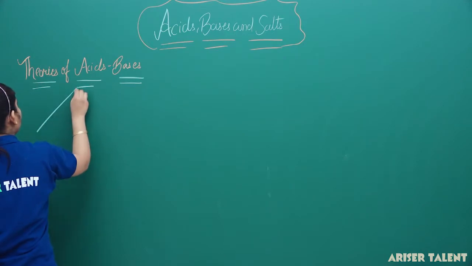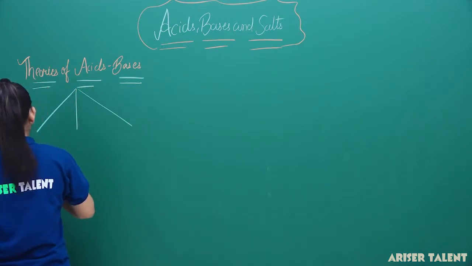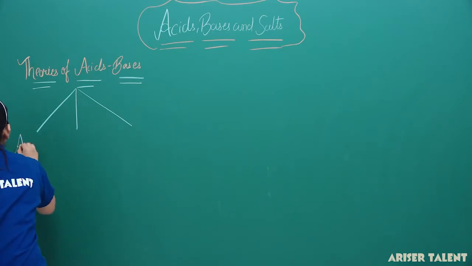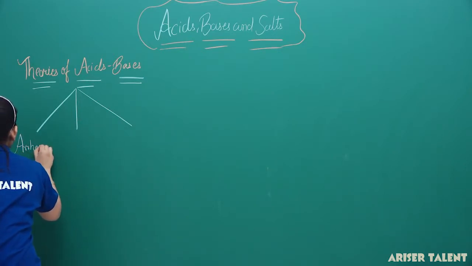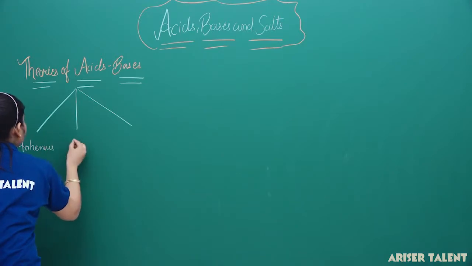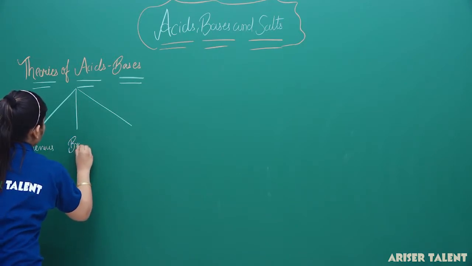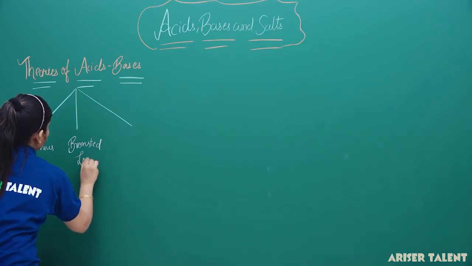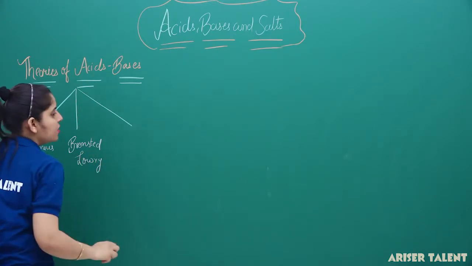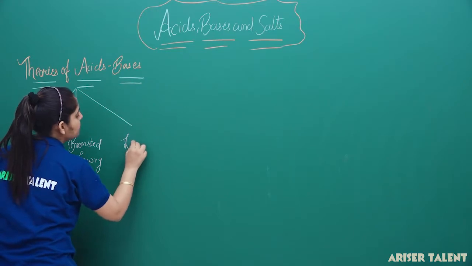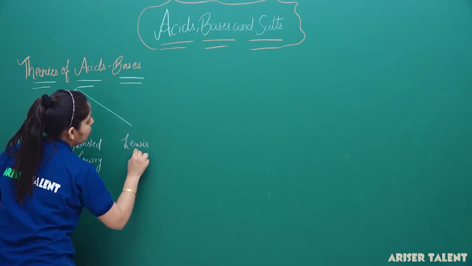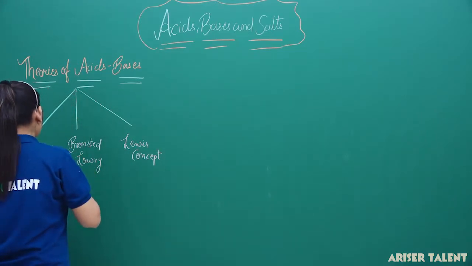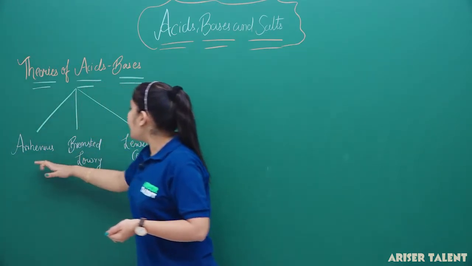we have three theories. First one is Arrhenius. Second one is Bronsted-Lowry, and the third one is the Lewis concept. So we have discussed the above two theories.